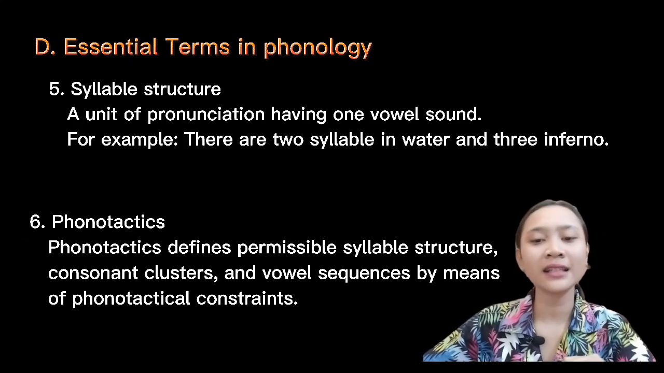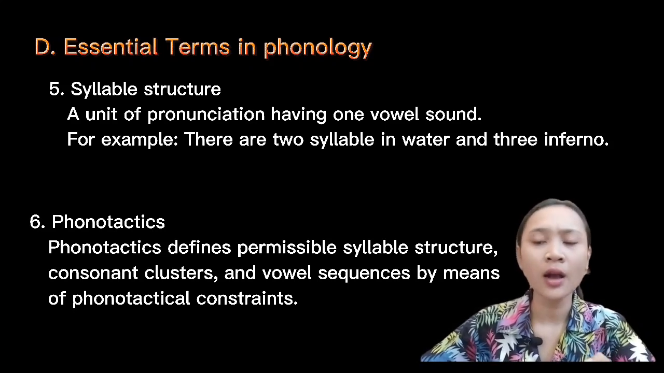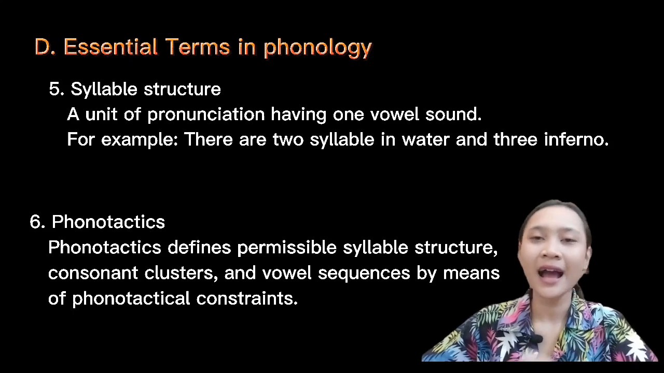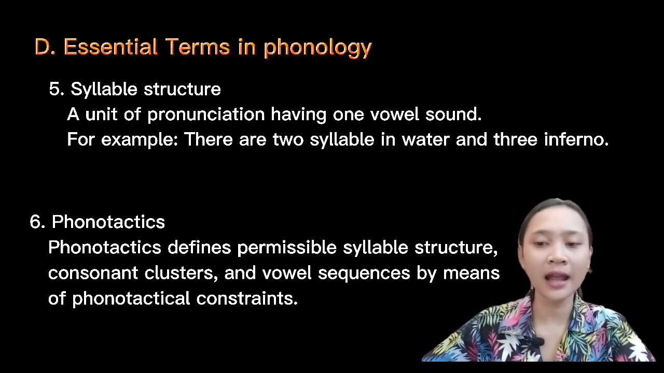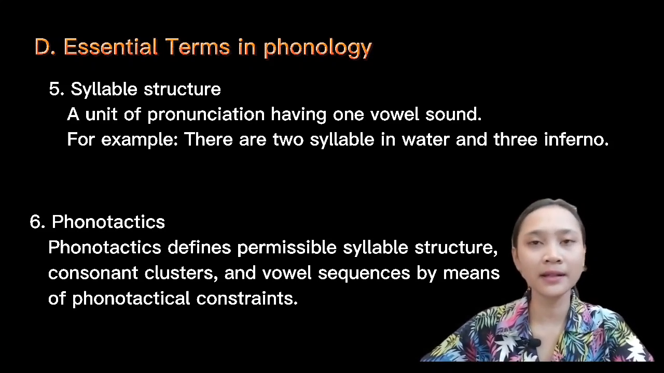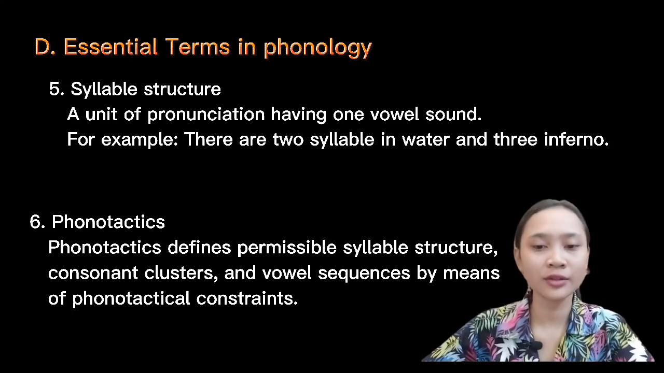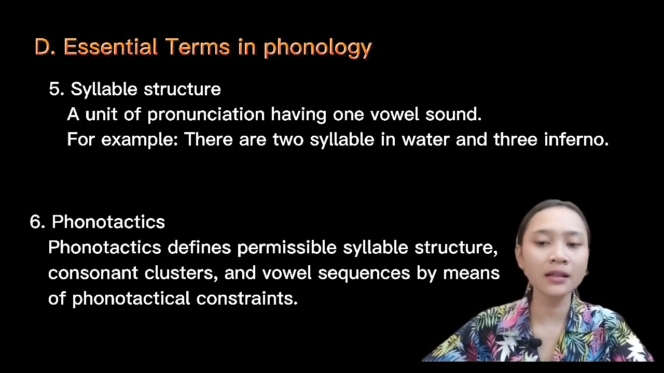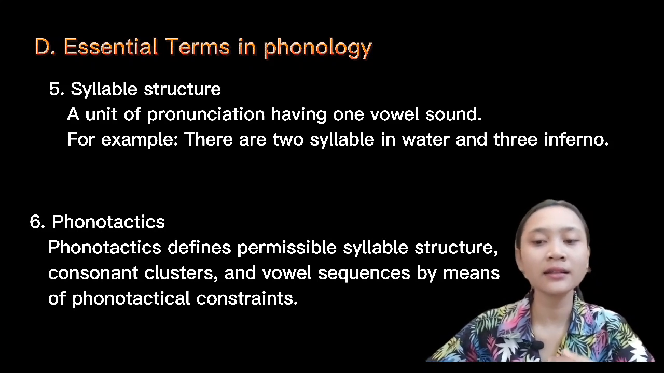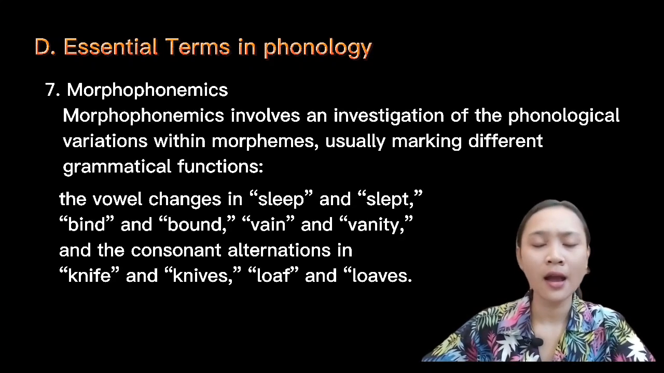And number 5, syllable structure. A syllable is a unit of pronunciation having one vowel sound, with or without surrounding consonants, forming the whole or a part of a word. For example, there are 2 syllables in water and 3 in inferno. And phonotactics. Phonotactics is defined as the permissible syllable structure, consonant cluster, and vowel sequence by means of phonotactic constraints. Phonotactic constraints are highly language specific. And the last, morphophonemics.